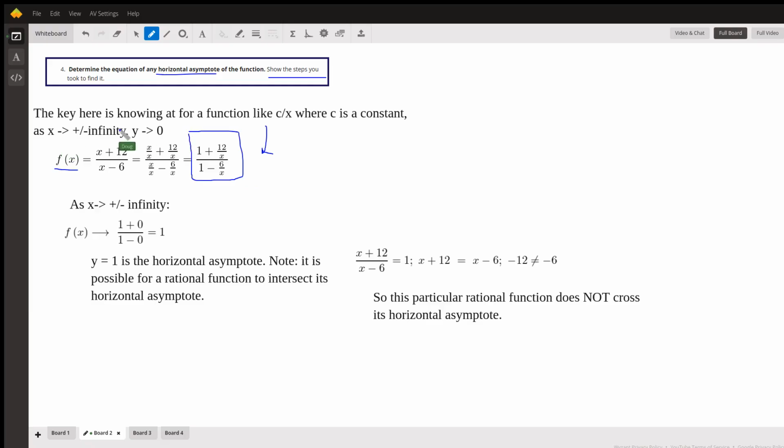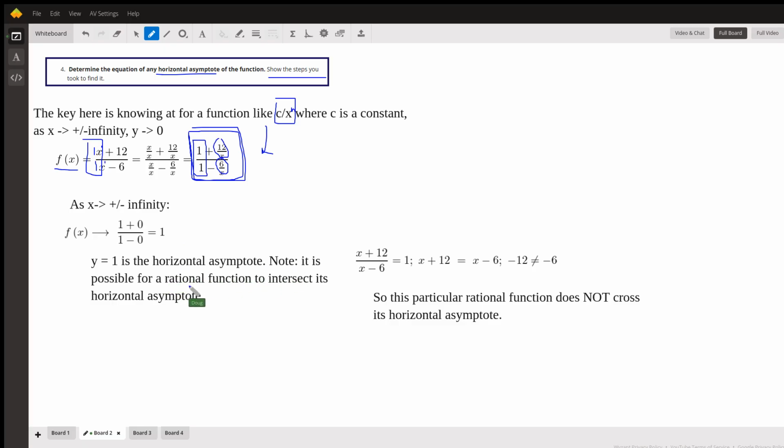And what you need to understand is if you have something like this, a constant over x, even x raised to a power, where c is a constant, as x gets bigger and bigger, then the y value approaches 0. So if you picture the function rewritten this way, as x gets bigger and bigger, these terms approach 0. And so the y value gets closer and closer to 1. And the shortcut for realizing that is that if the degree of the numerator equals the degree of the denominator, then the coefficients of those highest degree terms determine the horizontal asymptote. Okay, so y equals 1 is the horizontal asymptote for this problem.